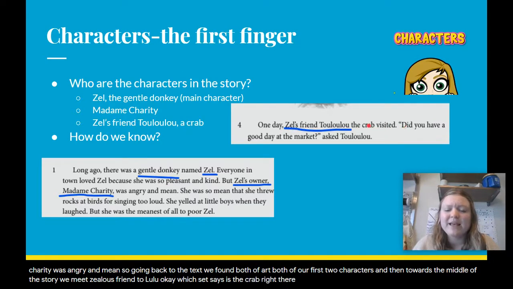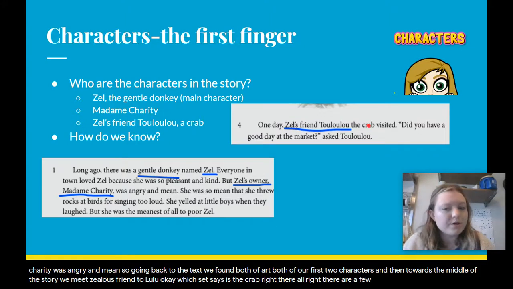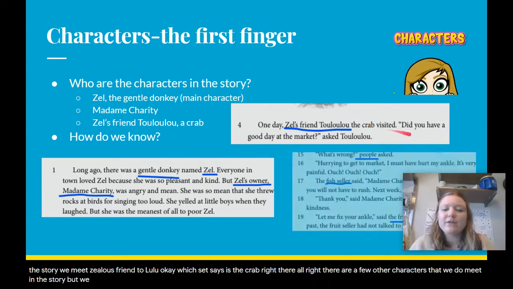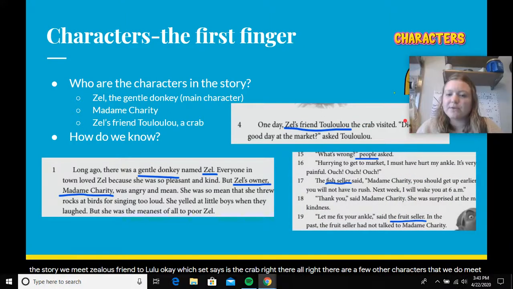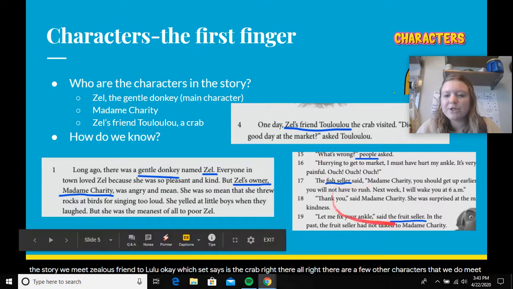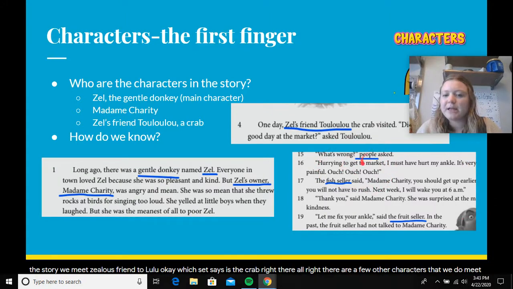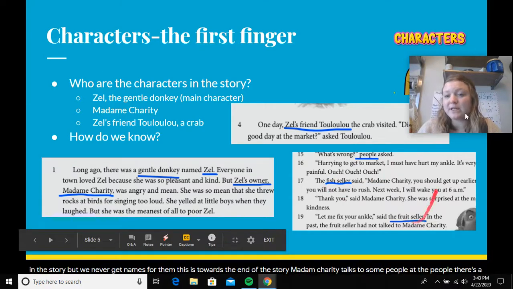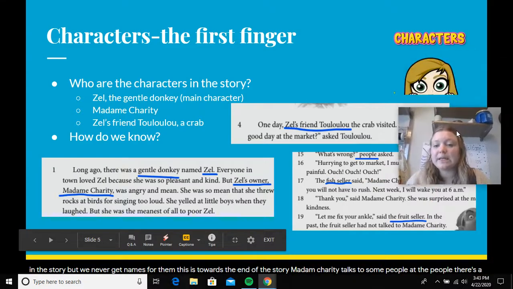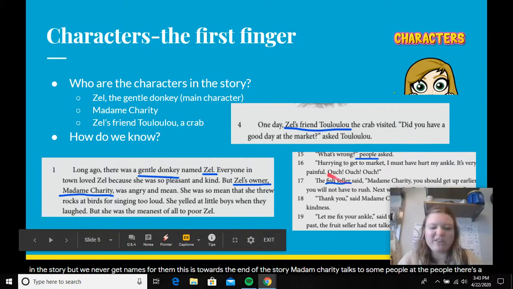There are a few other characters that we do meet in the story, but we never get names for them. This is towards the end of the story. Madam Charity talks to some people at the market, and she meets some people. There's a fish seller and there's a fruit seller. Those are individuals and people who are in the story, but we never get their names. So we know that they're not super important.